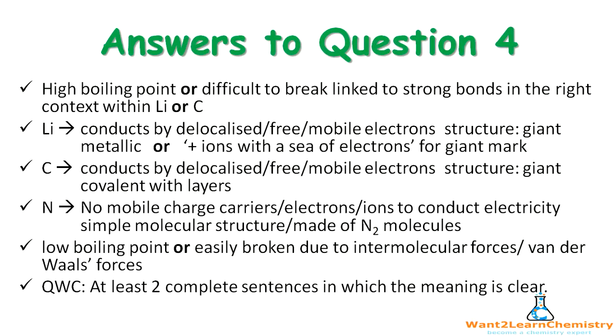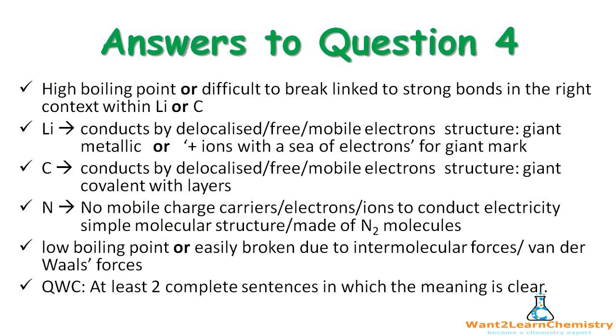A high boiling point, or difficult to break, linked to strong bonds in the right context within lithium or carbon. So for lithium, you can say it conducts by delocalized or free or mobile electron structure. It is giant, metallic, or it has positive ions with the sea of electrons. For carbon, you can mention it conducts by delocalized or free or mobile electron structure. It is giant covalent with layers.